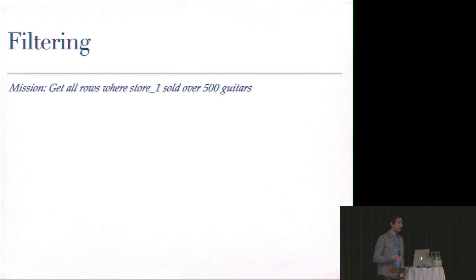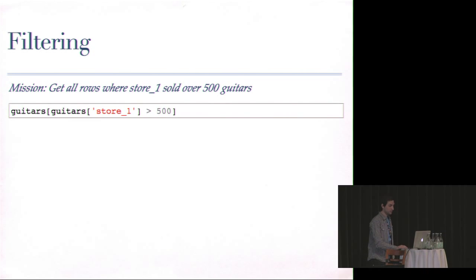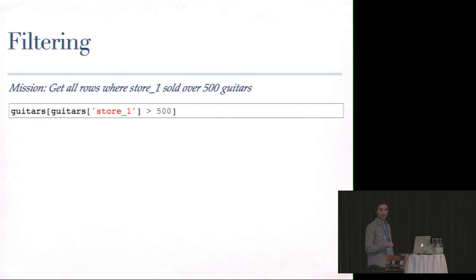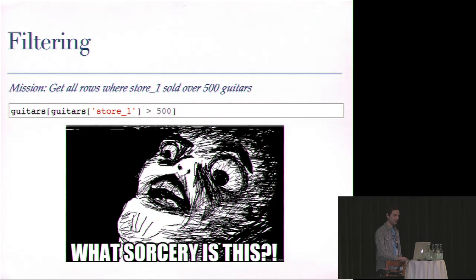So let's do something slightly more interesting, filtering. Let's say we wanted to get all the rows from this data frame where store 1 sold over 500 guitars, so all those values. Here's what this looks like. And I don't know about you, but the first time I saw this, my reaction was kind of like this. This looks really weird. I mean, I thought it was a syntax error the first time I saw it.